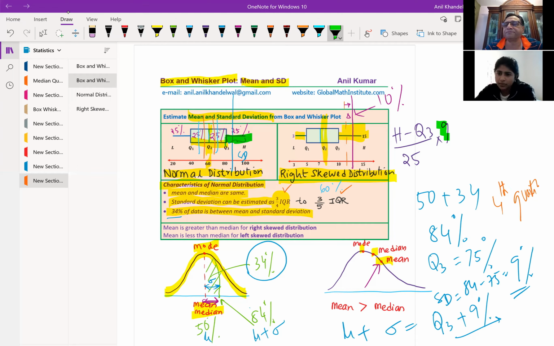You get the idea. From the box plot, can you draw a cumulative frequency graph? Not exactly, but you could, as an estimate. 25% of values are at Q1, then 50% at Q2, 75% at Q3, and 100% is at the highest value.